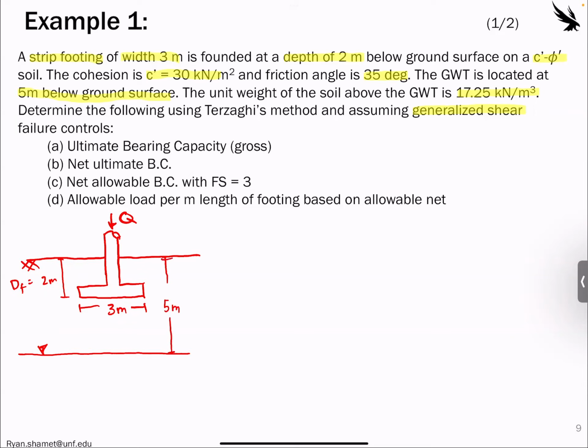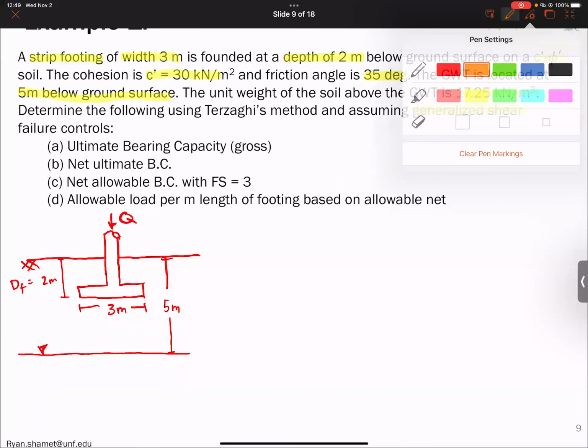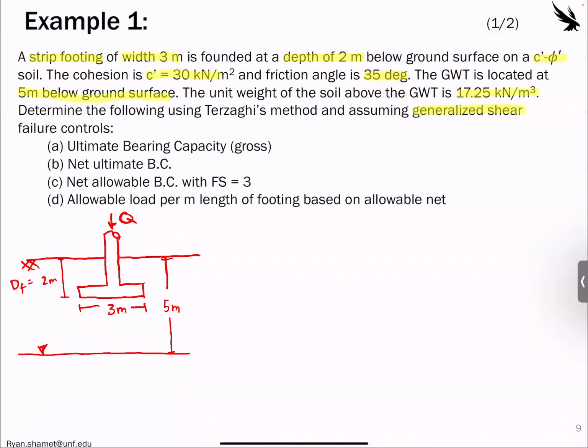So make sure to read the problem statements carefully, because sometimes they'll give you the depth up to the groundwater table below the depth of the footing. But in this case, it's 5 meters below the ground surface, so from the top here. So that means, according to our little figure from before, that D, the depth below the footing, right here, will be equal to 3 meters.